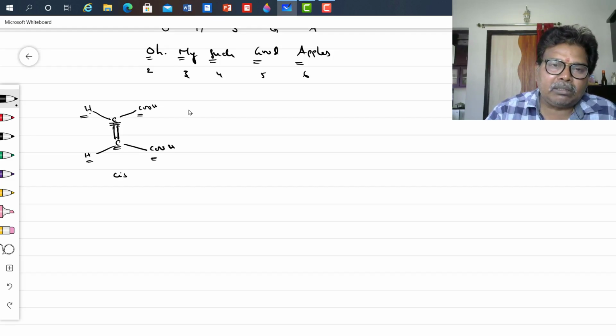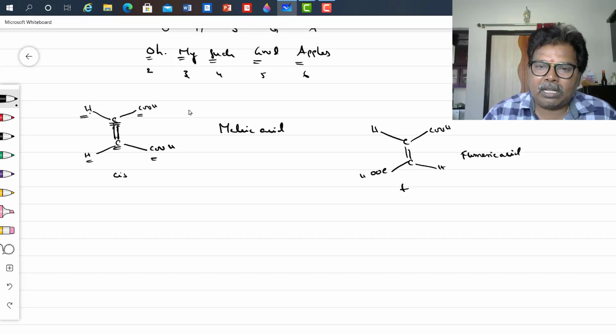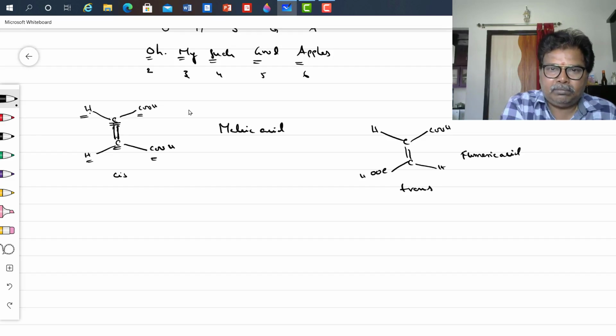The cis isomer is called maleic acid, and HC double bond CH, COOH, COOH with the groups on opposite sides is called fumaric acid. This is the trans isomer. These two are very important compounds.